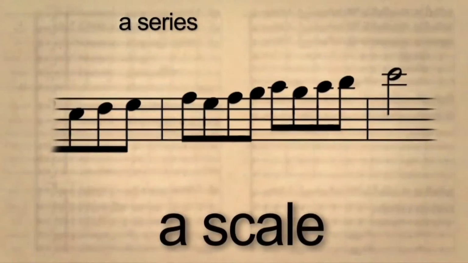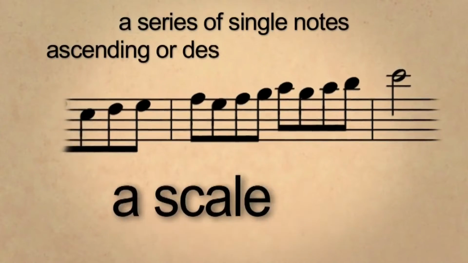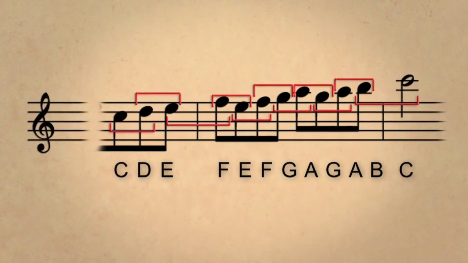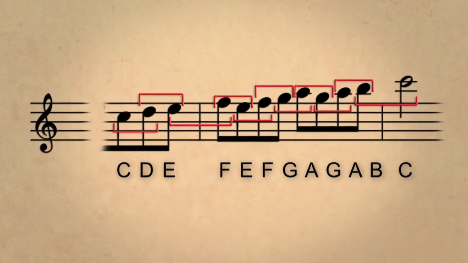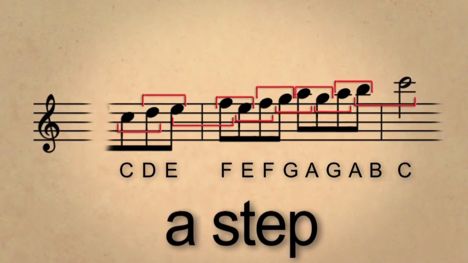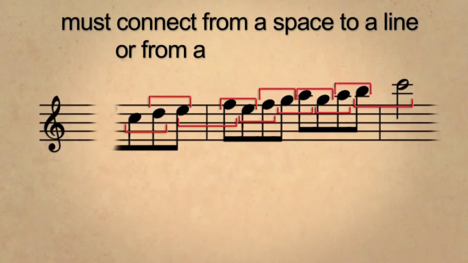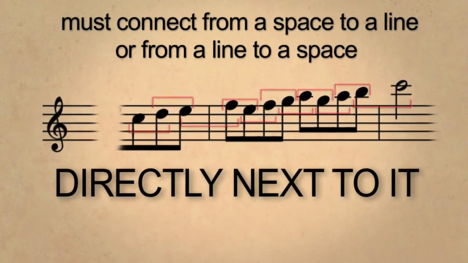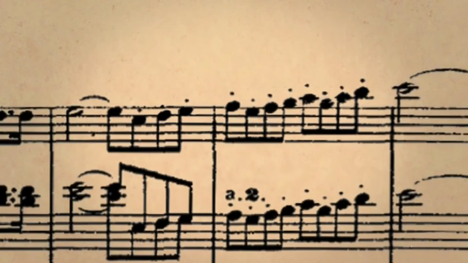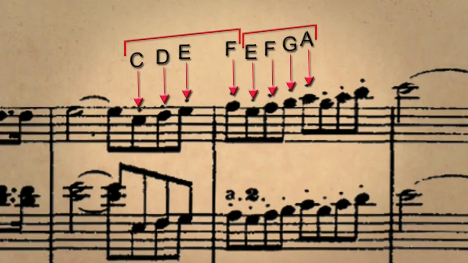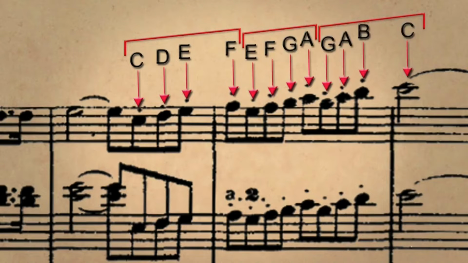A scale is a series of single notes ascending or descending stepwise. Any note that connects to the previous note without skipping a letter in the naming of the note is a step. The notes also must connect from a space to a line or a line to a space directly next to it. In the Beethoven 5th example, we have a series of notes that connect in this way: C, D, E, F, E, F, G, A, G, A, B, C.